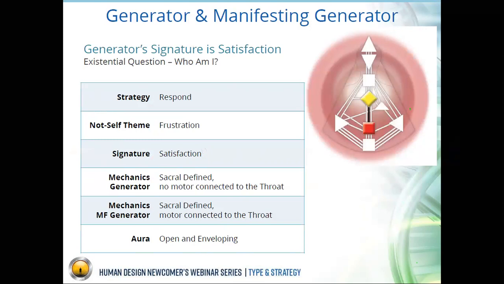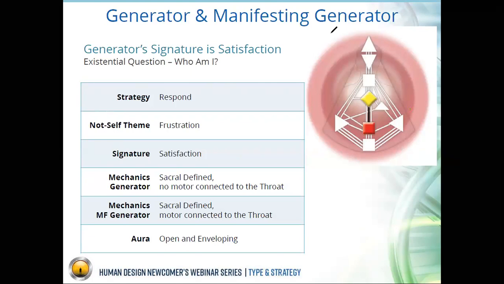These opening and enveloping auras are something that are unique to the generator and the manifesting generator. So that means that with this open and enveloping aura, you pull things to you. See, these auras and these strategies really work to your benefit once you begin to engage with them in your life. So the generator, manifesting generator, since your aura is already pulling things to you, you don't need to go out and initiate anything because things are coming to you. You have this magnetic pulling in aura.